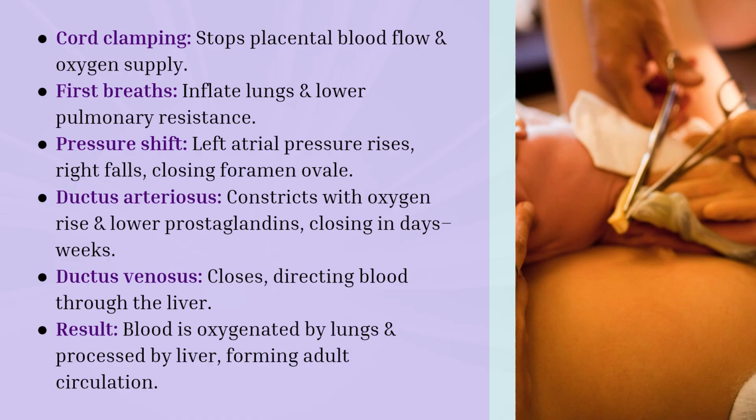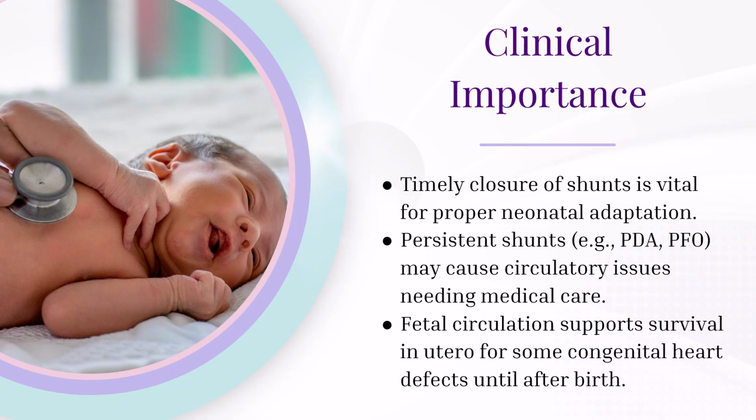The ductus arteriosus constricts with oxygen rise and lower prostaglandins, closing in days up to weeks. The ductus venosus closes, directing blood through the liver. The result is that the blood is now oxygenated by the lungs and processed by the liver, forming adult circulation. So a lot happens in a short amount of time when that baby is born.